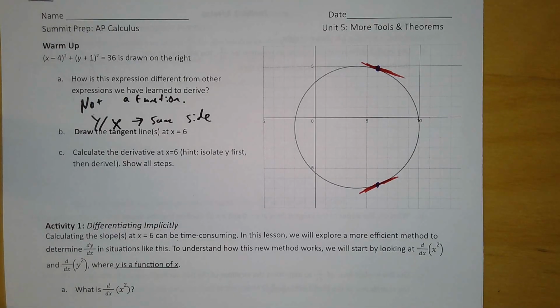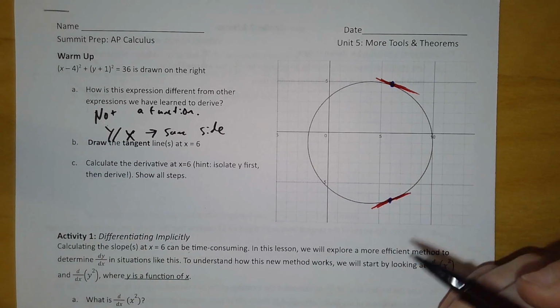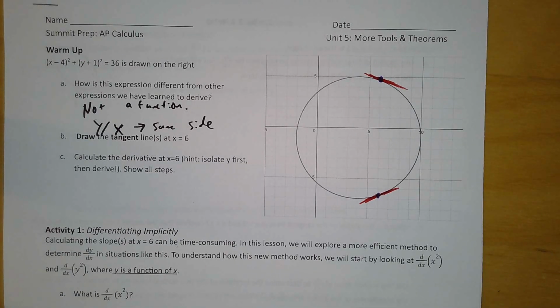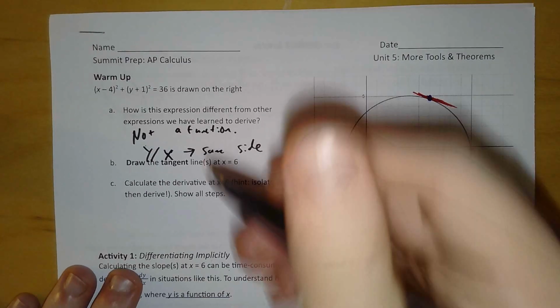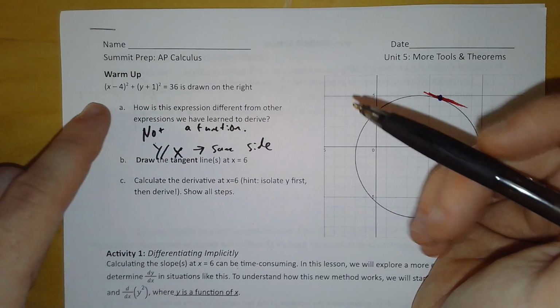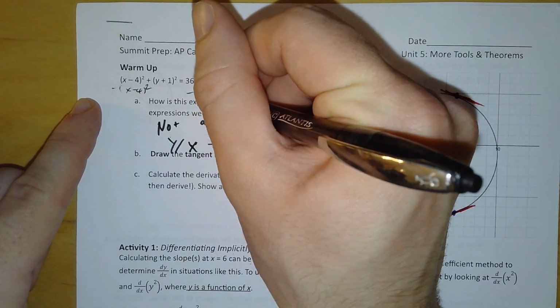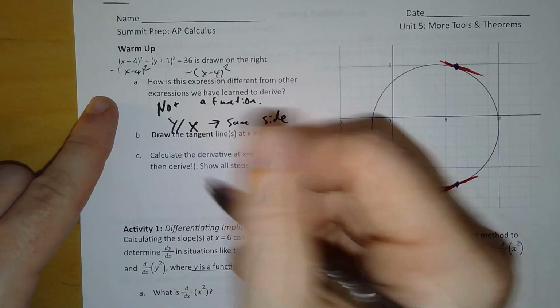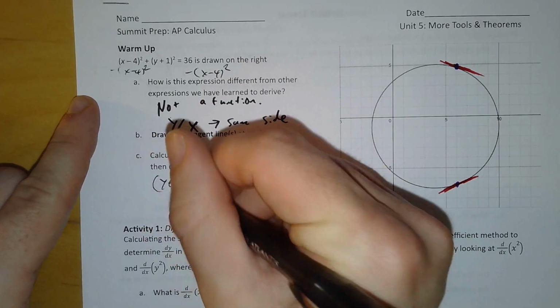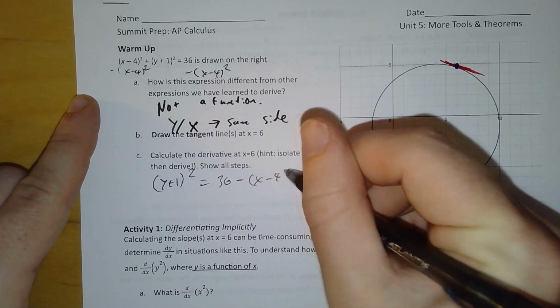And then it says calculate the derivative at x equals 6. Hint, isolate y first and derive, show all steps. So let's get into that. I'm just going to use a pen because I'm going to need to write kind of small. Well, I want to get y alone, so let's move this (x minus 4) squared over to the right. I'm going to subtract that, and then I'm just going to write the new expression down below. I'm going to have (y plus 1) squared equals 36 minus quantity (x minus 4) squared.